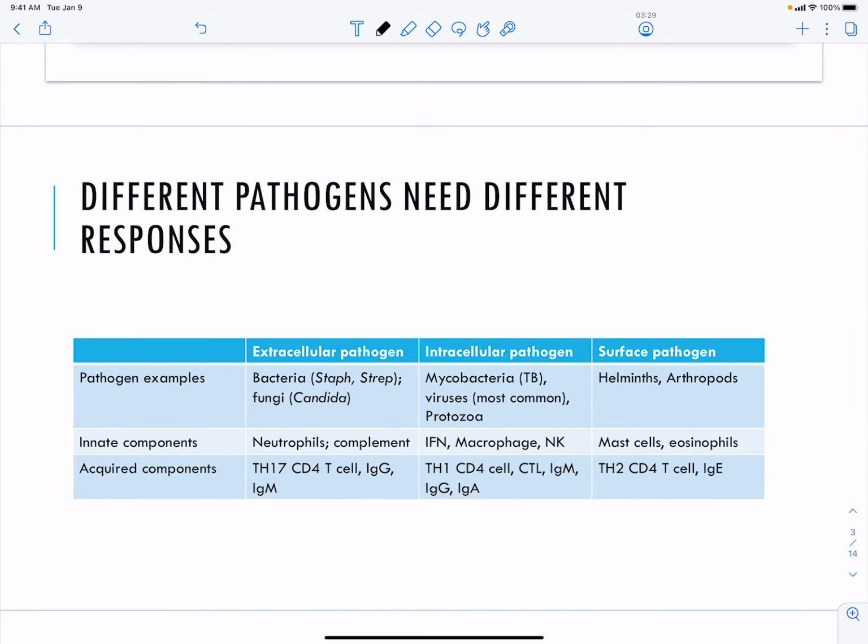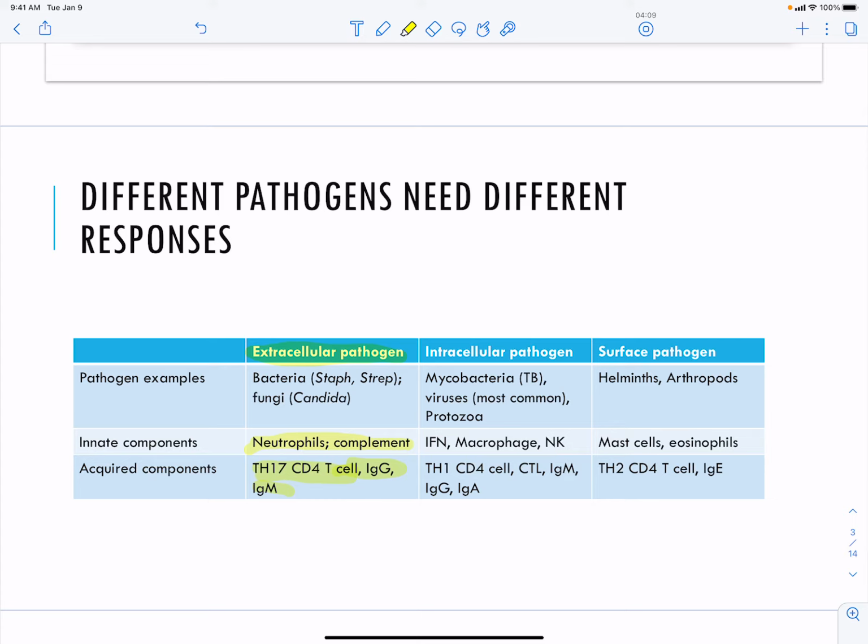So very quickly, different pathogens, different responses. That's why we have Th1, Th2, Th17, etc. The pathogens are going to live inside of us differently. So our extracellular pathogens, these live in between our cells, in the extracellular space, and they are going to digest your cells to get nutrients. And so extracellular bacteria are going to be important for neutrophils and complement macrophages. These are going to be more Th17 helper cells, IgG and IgM. Th17 because Th17 is less inflammatory than Th1.